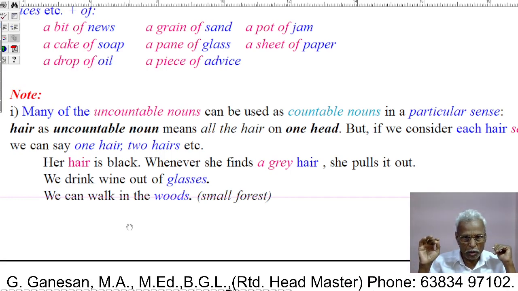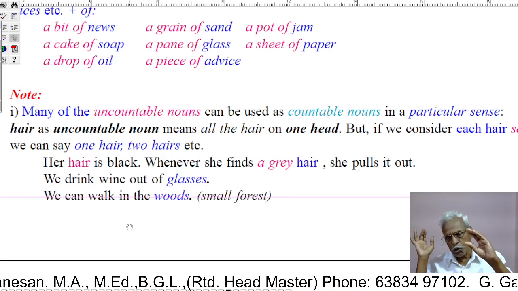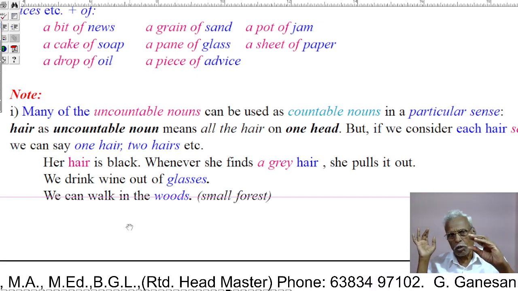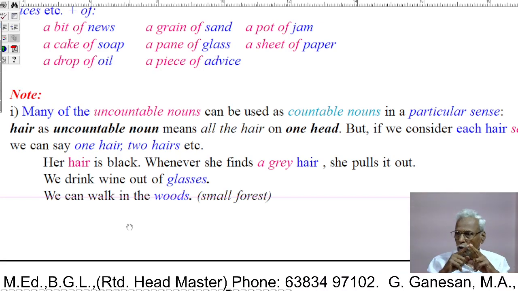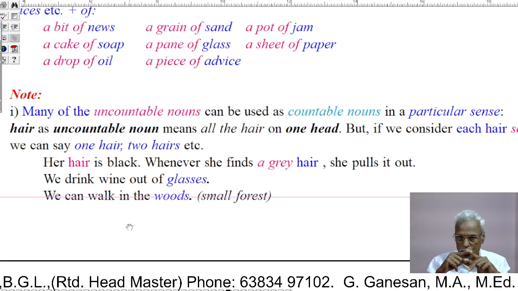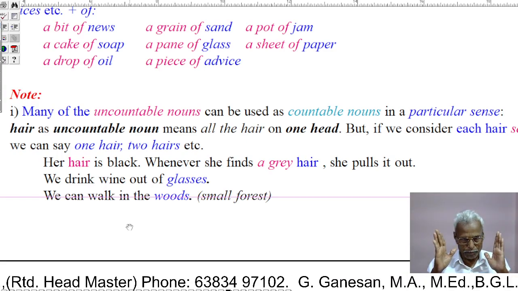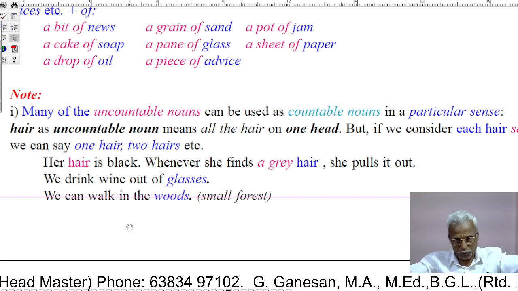Who can walk in the woods? See, woods, when woods means a small forest. So when we use woods in the plural, it means forest. It does not mean pieces of wood.